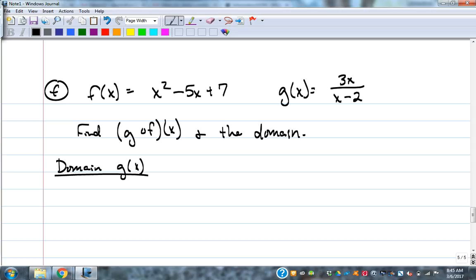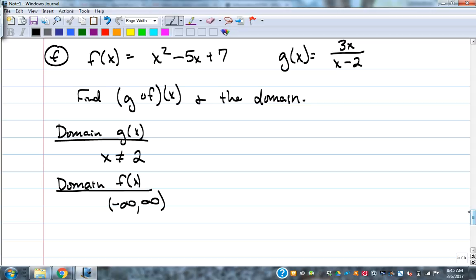what's the domain of the first function, G of x? X cannot equal 2. Domain of the second function? Yes, it's negative infinity to positive infinity.